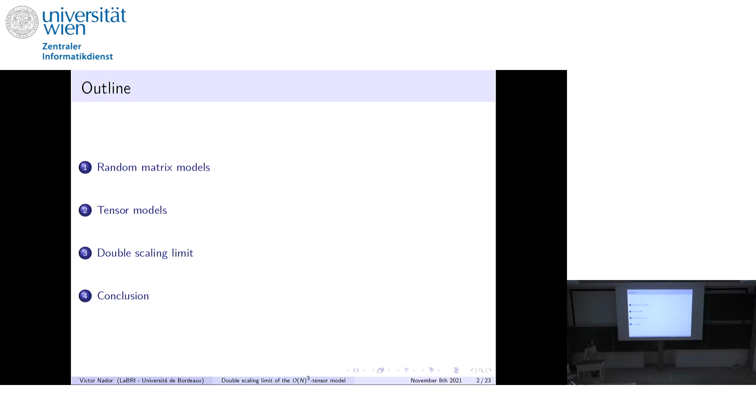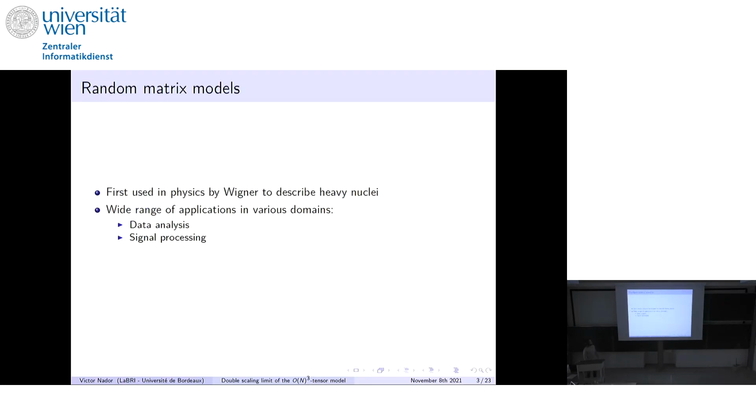So the main idea will be to show you how, through the simple use of combinatorial tools, we can deduce non-trivial results on scaling limits of tensor field theory. Random matrices were first introduced by Wigner in the early 20th century to describe heavy nuclei interaction, which was modeled by a random matrix.